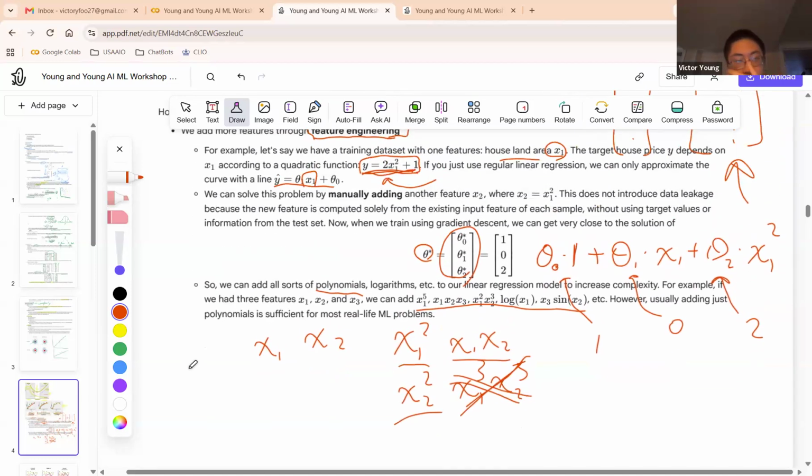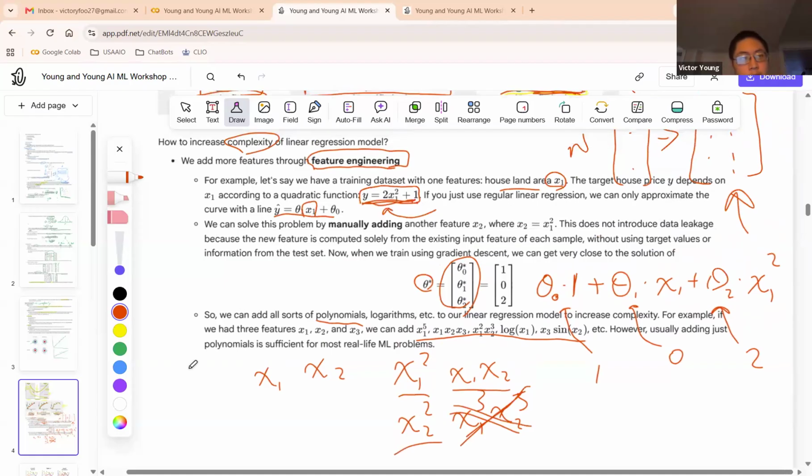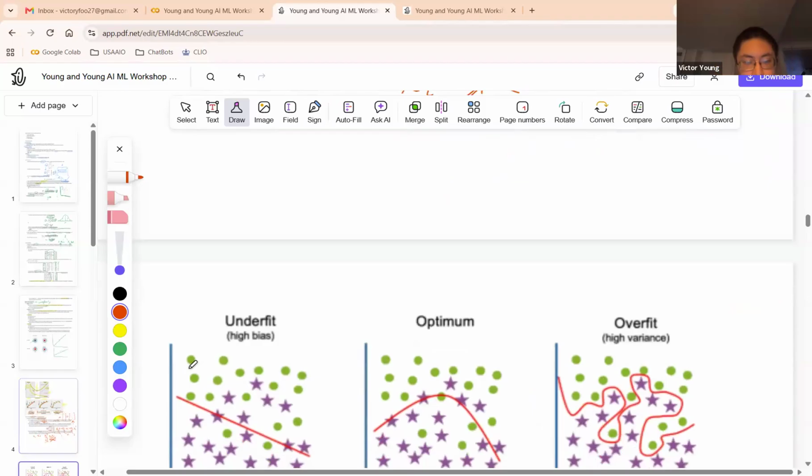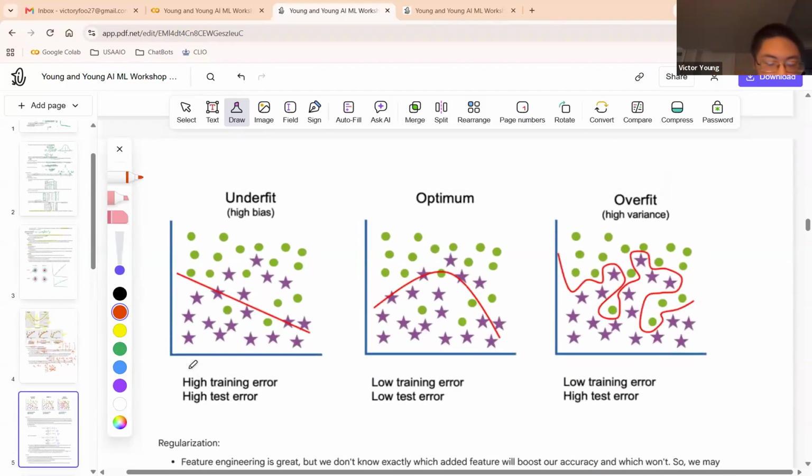Another thing to watch out for is that we can only do feature engineering for numerical data, right? We cannot do housing land area squared times color. Color is not numerical. We cannot do polynomial feature engineering for categorical data. So we can only do polynomial feature engineering for numerical data.